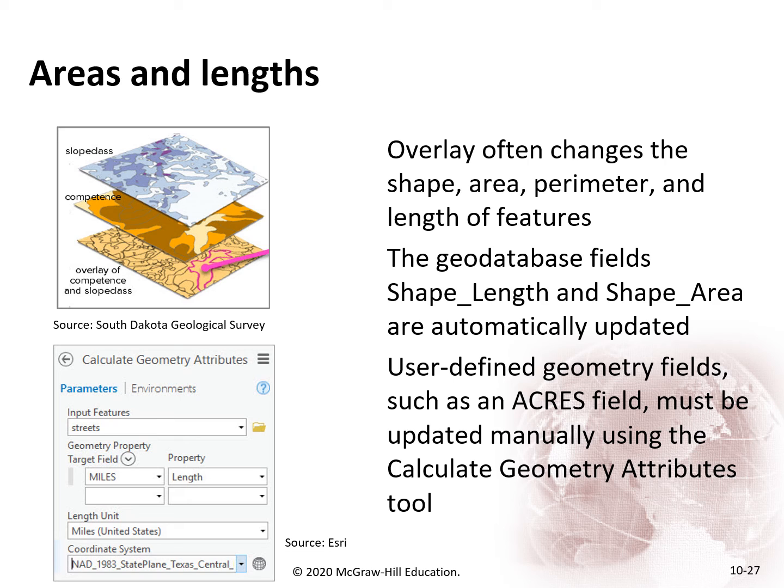Assume all geometric measurements are incorrect. So how do we fix it? Manually calculate the geometry using the calculate geometry attributes tool and make sure everything is correct.